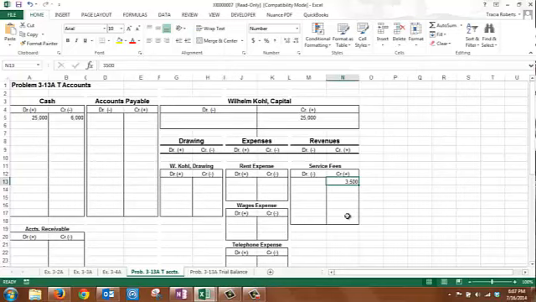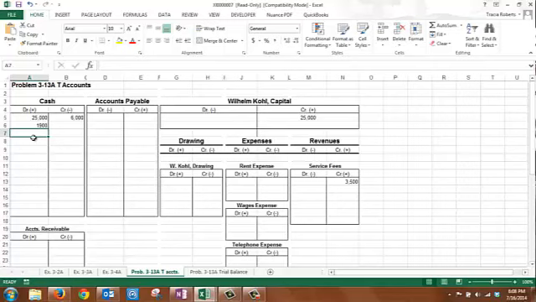Now we have to break out how that $3,500 was paid to us. It says $1,900 is in cash. So we are able to take $1,900 and put it directly into our bank account because they paid that to us in cash. Now the rest of it, $1,600, is on account.